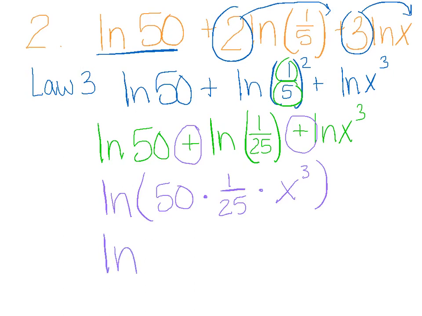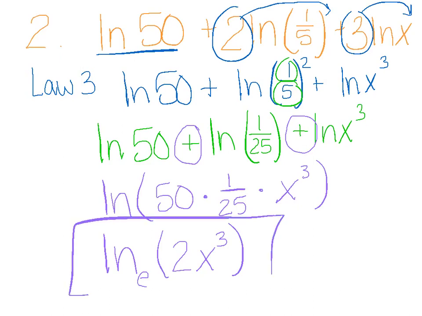I've got my ln, 50 times 1 over 25 is really just 2. And I've got my x cubed. And the only last thing I can do is stick my little base on there, and I could have done that throughout the problem. Remember, in ln's, our natural log has a base of e. And we've got our final answer. We've condensed our answer into one log.